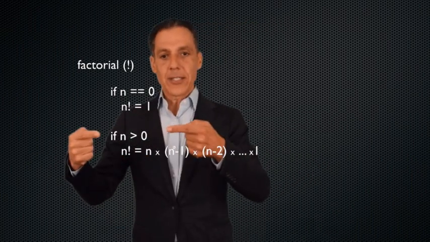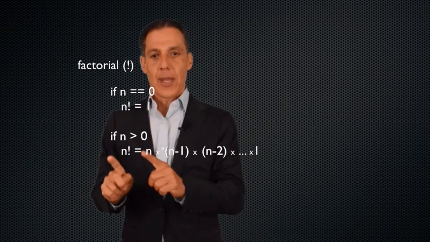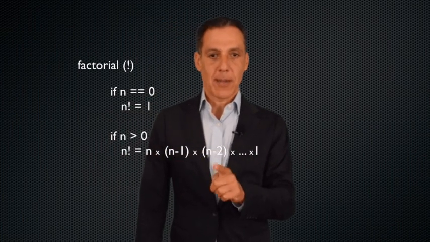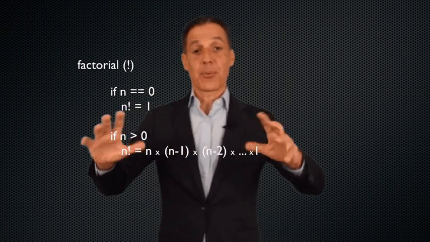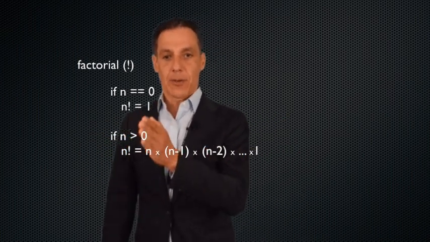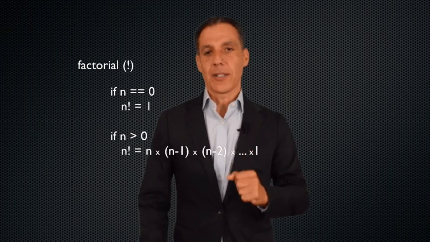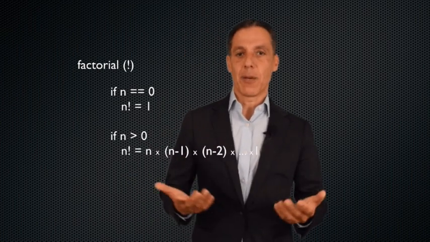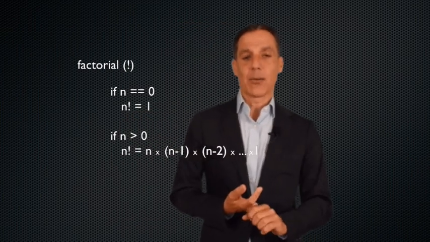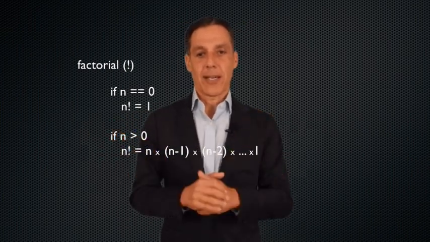And for all integers greater than 0, n factorial is defined to be n times n minus 1 times n minus 2 down to 1. That is the product of all of the positive integers from n down until 1. And of course, we've seen this before. It pops up in set theory and in probability and in counting all the time, a standard mathematical operator.